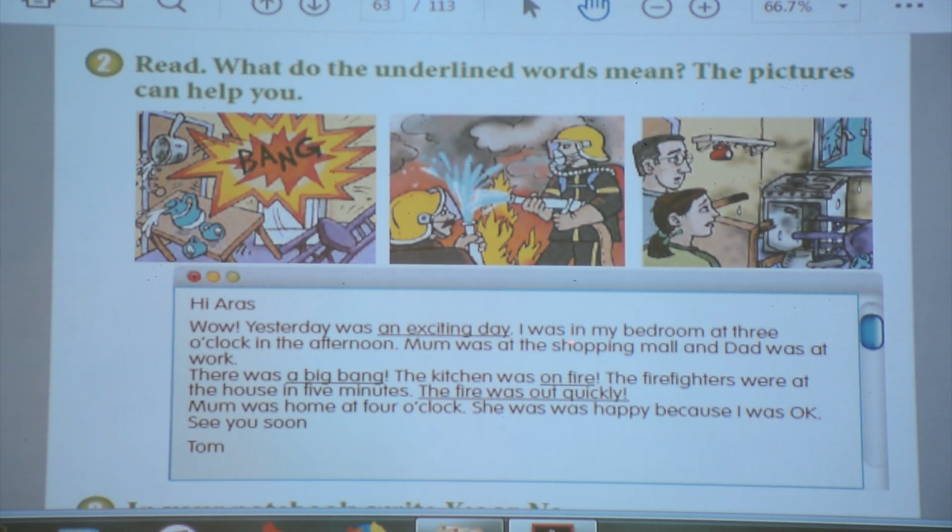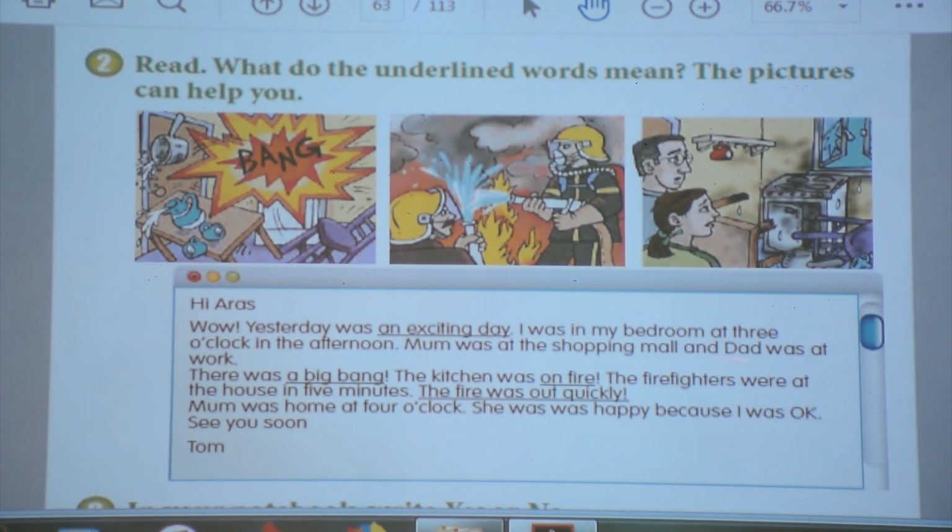Mom was at the shopping mall and Dad was at work. There was a big bang. The kitchen was on fire. And the firefighters were... Why do we use "were" here? Because it's plural. Firefighters, we have S. It's plural. You should choose "were." Don't use "was." Was is for singular. Were is for plural.